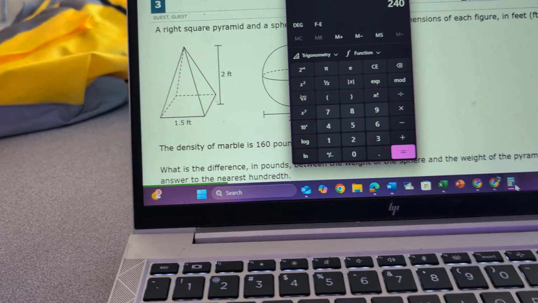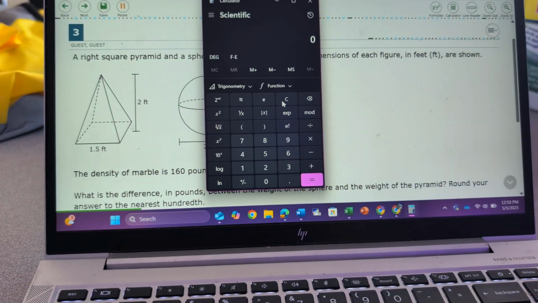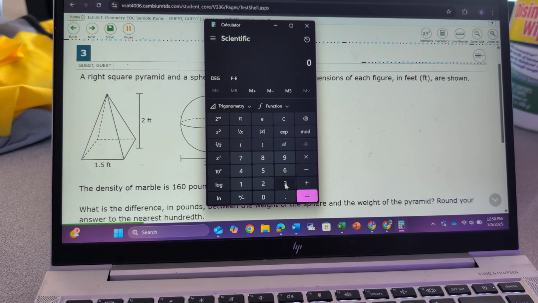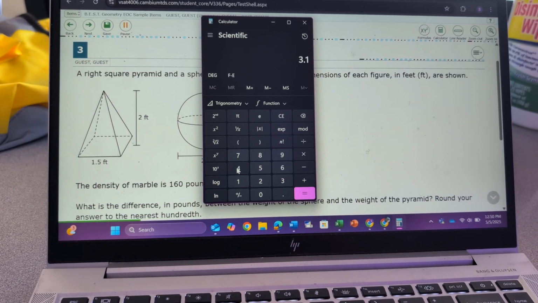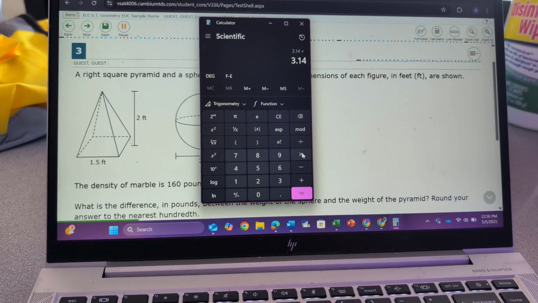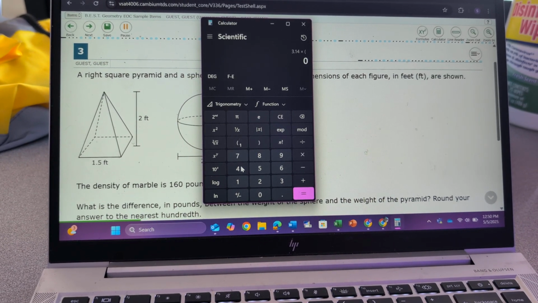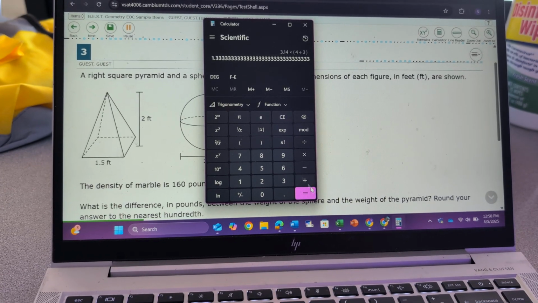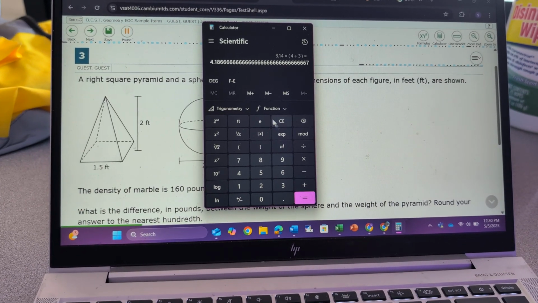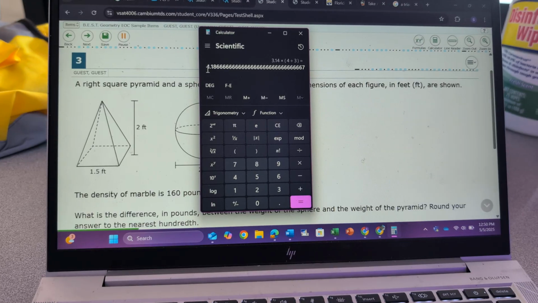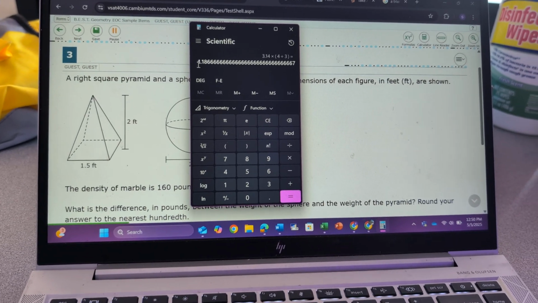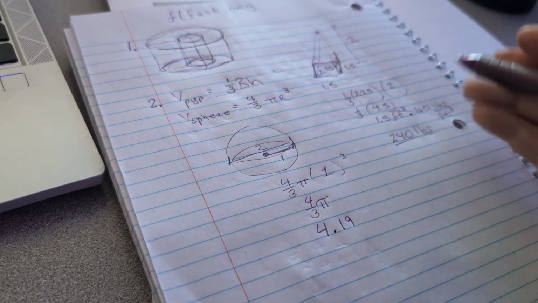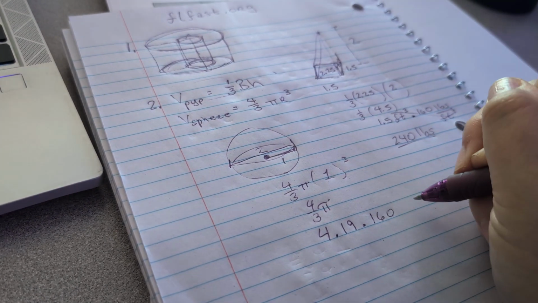Using the calculator, generally on these tests, they will tell you that you can use 3.14. So I'm going to do that. 3.14 times 4/3. I think I'm going to grab a calculator going forward and do this on the same one you guys will be using. But we get 4.19. I'm going to go ahead and round that to the hundredth because now I have to multiply by 160.